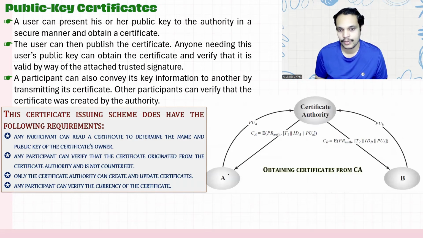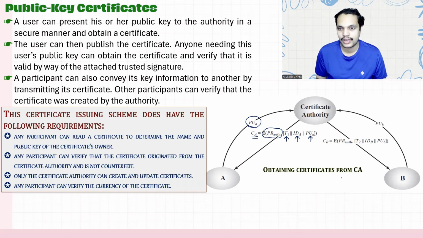Now you can see in this diagram, A is going to send his public key to the certificate authority and he will be issued a certificate called CA. This certificate is encrypted using the private key of the authority. So nobody else can create the certificate. What it contains is the timestamp at which it is issued, to whom it is being issued, and what is the public key of the entity. These are the three main components, isn't it?